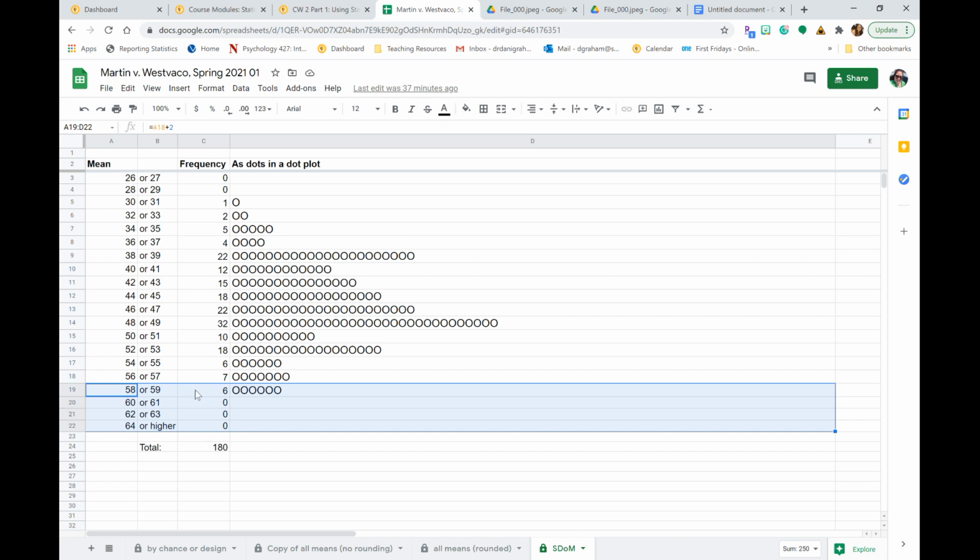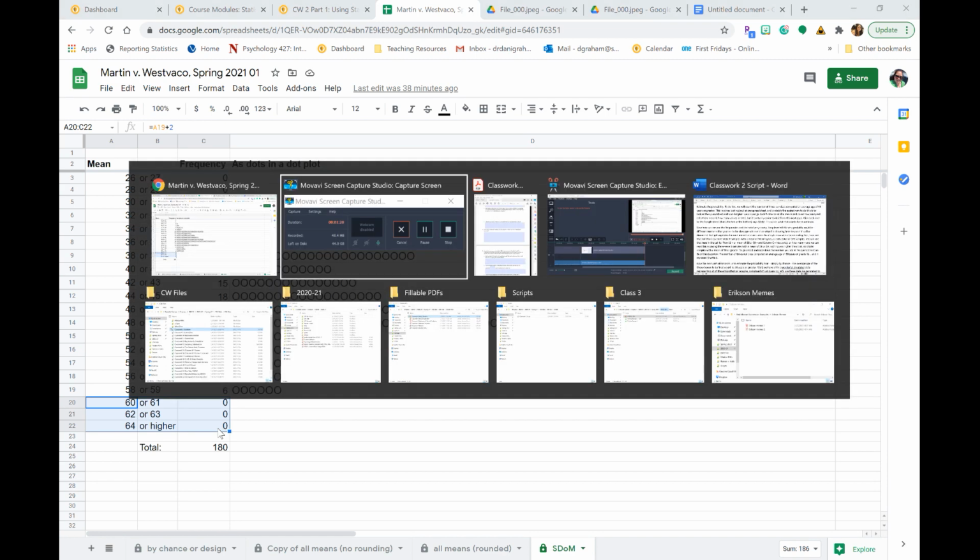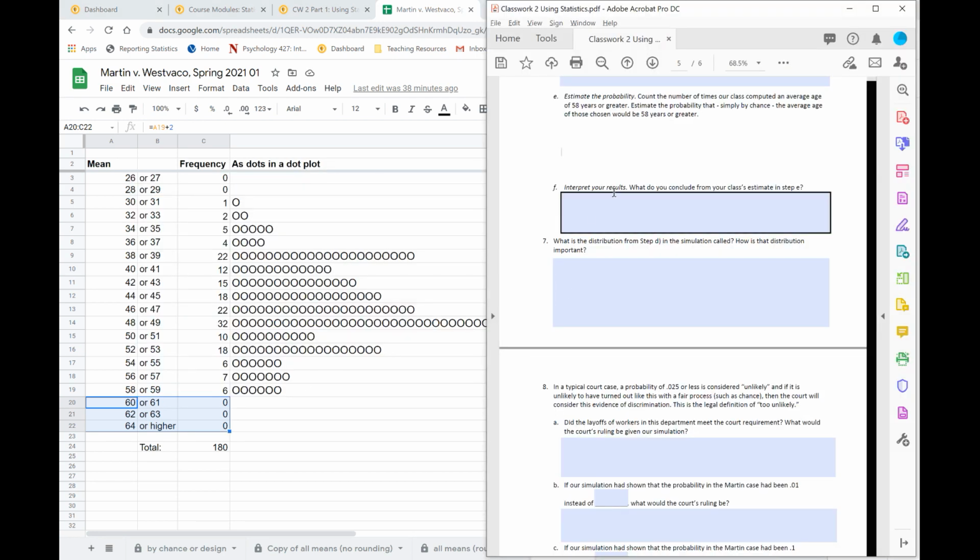So we can see that here in row 19, where we're looking at means of 58 or 59, and column C, frequency or how many. We can read this as saying that there were 6 samples with a mean of 58 or 59. We can see nothing was higher than that. So here we had 6 samples with a mean of 58 or greater.